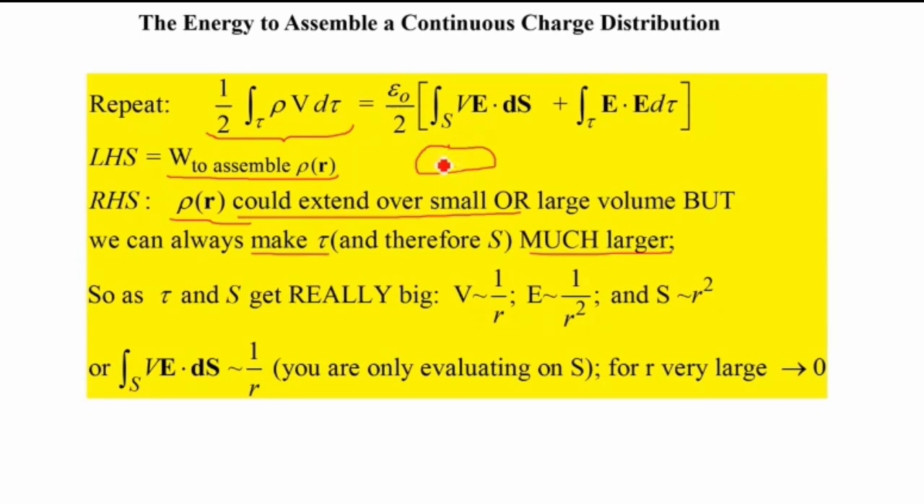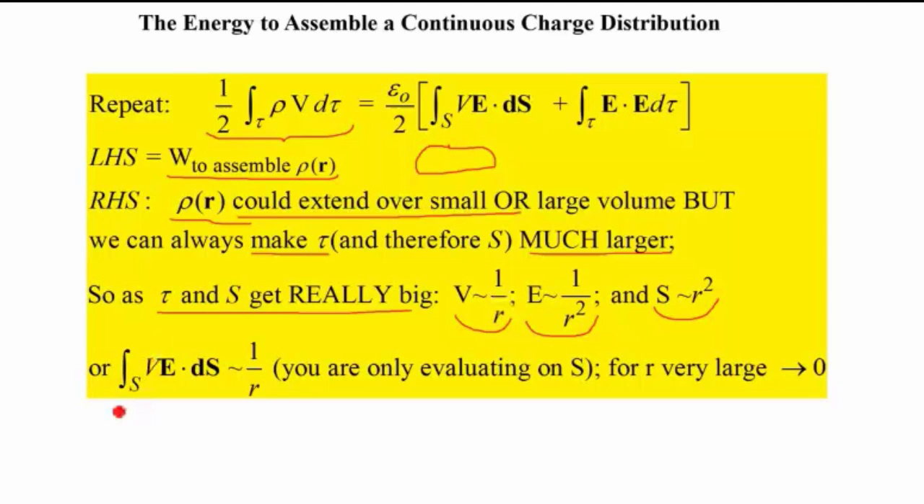You can't have charge go to infinity because that would be an infinite amount of charge. That's one way to look at it. As these get really big, so we're making this volume and the surface that contains the volume very, very large, then notice that as we get far away from that charge, we'll have a 1 over r dependence on the potential. We'll have a 1 over r squared for the E field, and the surface, let's say it's a sphere, goes as r squared. So basically what we're saying is we're far enough away so that the charge starts to look like a point charge.